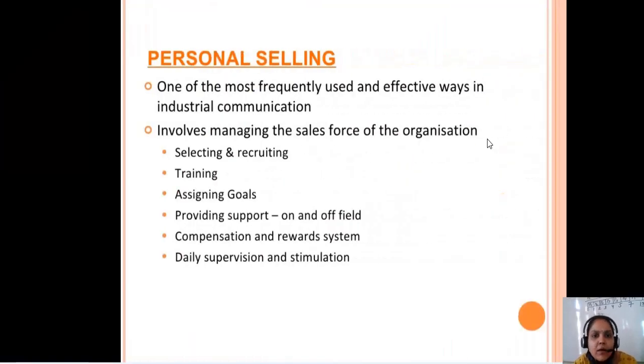Okay, now what exactly does personal selling mean? It is one of the most frequently used and effective ways of industrial communication, okay, it uses, you can say, managing the sales force of the organization. Means the majority of sales is dependent on personal selling.